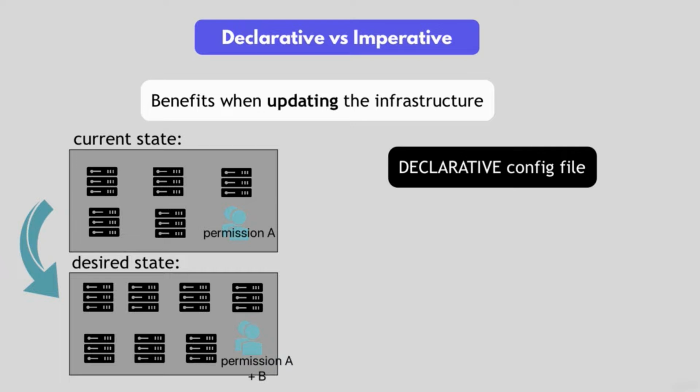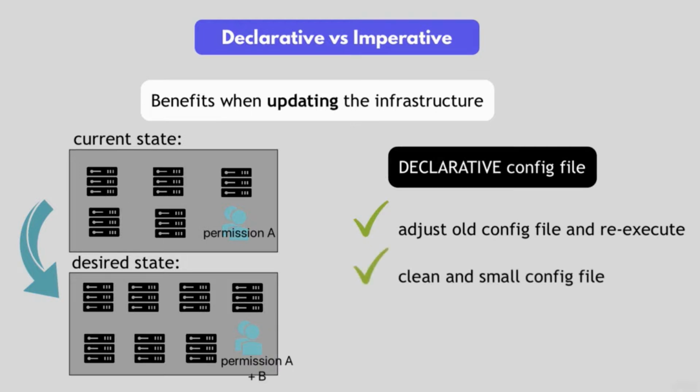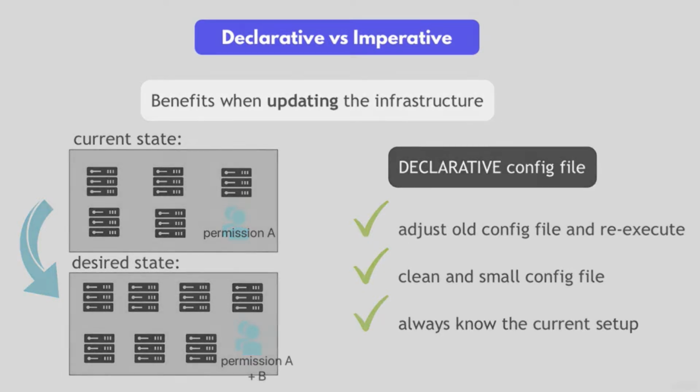So with the declarative approach, you just adjust the old configuration file and re-execute it instead of adding the new set of instructions. This is obviously very comfortable because your configuration file stays clean and small, but also you always know what the current setup is just by looking at the configuration file, because that's always the end result. Whereas in the first approach, an imperative, you have to somehow add this up and figure out the delta between all the changes applied by multiple instructions.